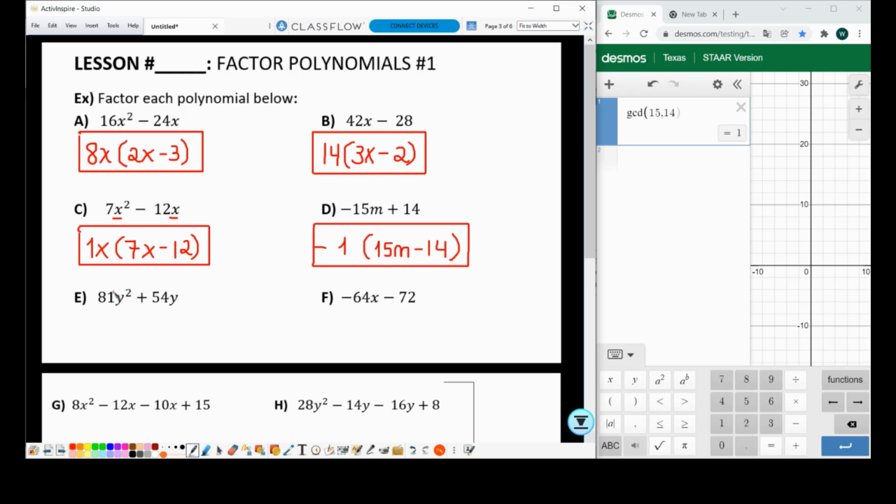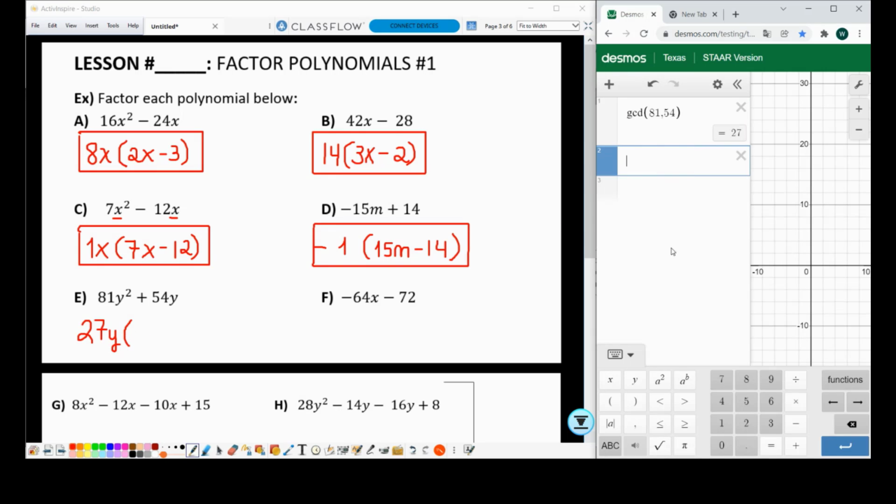Okay, next problem is 81 and 54. So let's go over here. We click right there. We enter 81, comma, 54. Calculator gives us 27. That's the biggest number that goes into those two terms. Also, we notice that we have y's on both terms, so we can factor out a y. And now we can open parentheses.